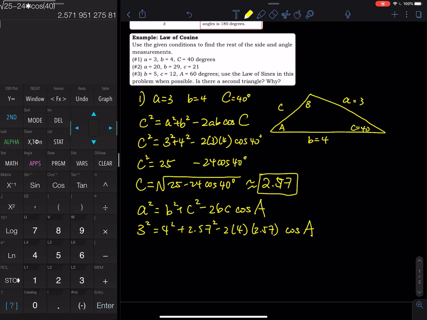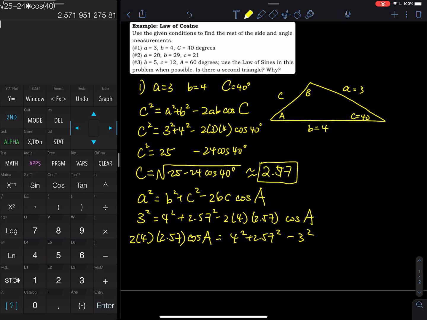So we have 2 times 4 times 2.57 cosine A. We put that on the left. And then the 4 squared plus 2.57 squared minus 3 squared, we put that on the right. And then we divide by the number in front of cosine. So cosine A is equal to the right hand side divided by the left hand side: 4 squared plus 2.57 squared minus 3 squared divided by 2 times 4 times 2.57.